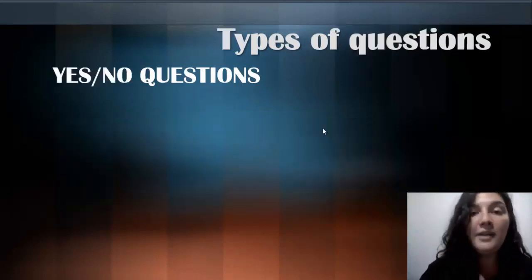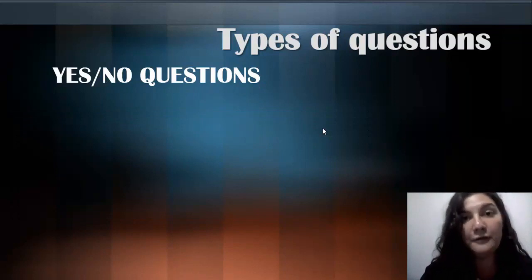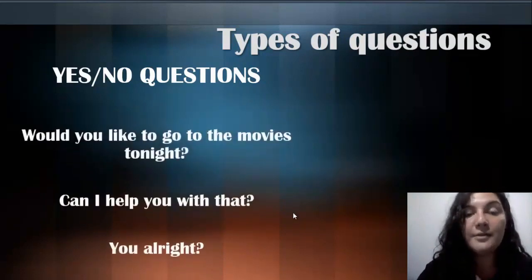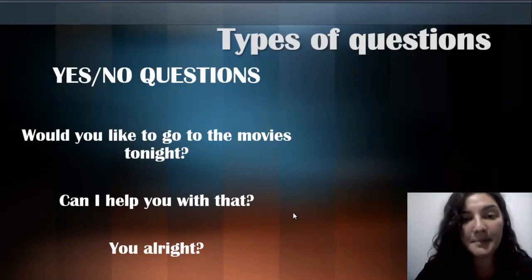In the case of yes-no questions, the addressee is expected to answer with a truth value, either yes or no. Here we have some examples. Would you like to go to the movies tonight? Can I help you with that? And you will write. In these three cases, the addressee is asked to give a yes or a no answer.